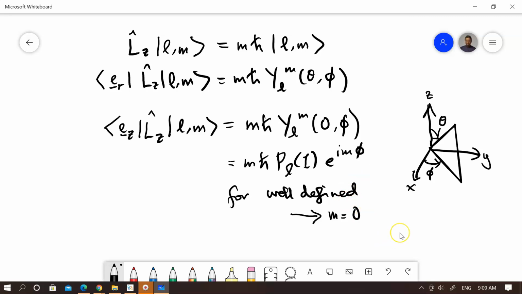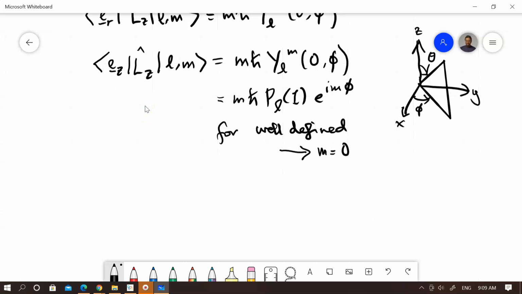But another way of thinking about this is essentially just to go back to Cartesian coordinates. Recall that Lz is simply, in Cartesian coordinates, x d/dy minus y d/dx, if I'm not mistaken. Check. Yeah. So it's actually equal to that.